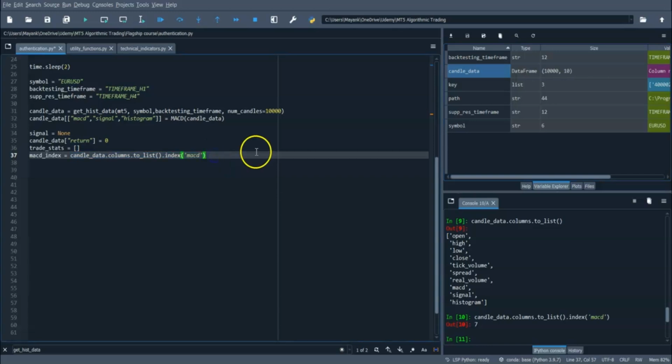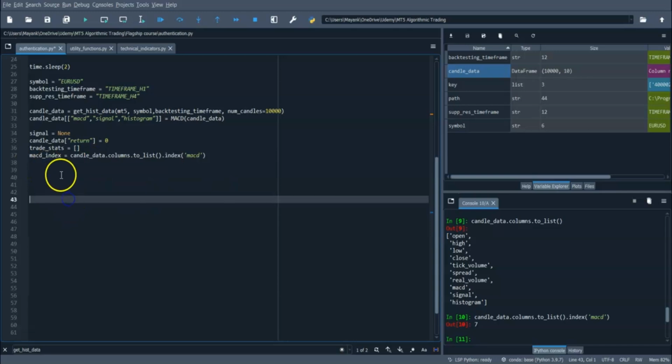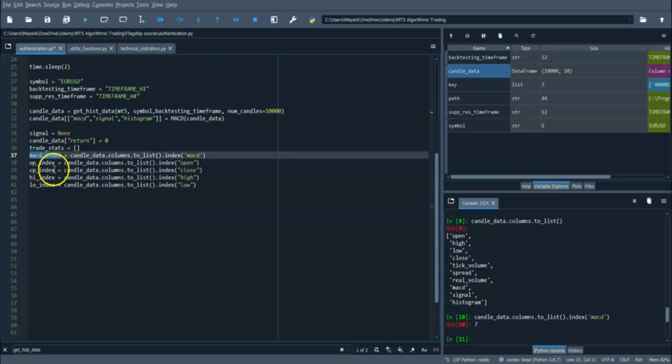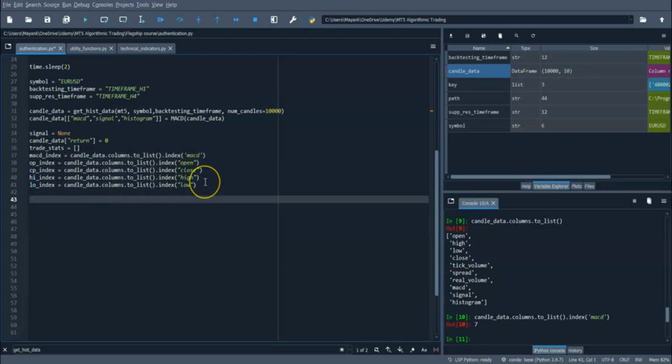And I prefer this because you may change the code, you may add a few columns when you're backtesting. So it's always good to get the numeric index for a given column programmatically. So likewise, I will also find the index for open price, close price, high price, low price, etc., because I'm going to use that in my backtesting. So let me do that as well. All right. So just like MACD index, I have got the index for the open price, close price, high price, and low price. Now let us begin our actual backtesting, which is iterating through the candle data frame and then performing our analysis.